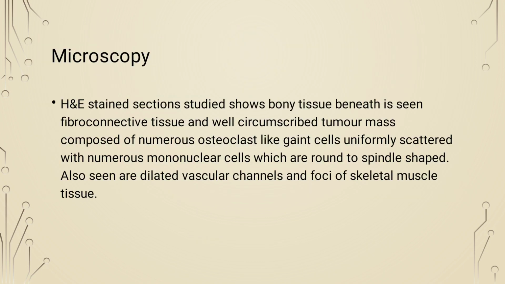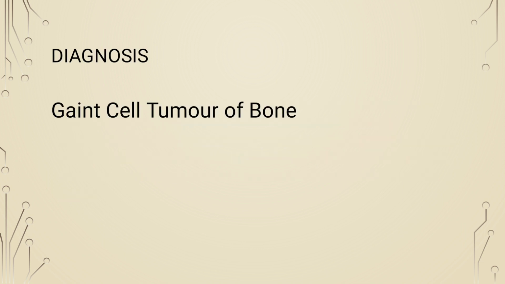So overall, the H&E stained sections of the tumor showed bony tissue beneath which fibroconnective tissue and a well circumscribed tumor mass composed of numerous osteoclast like giant cells uniformly scattered with numerous mononuclear cells which were round to spindle shaped were seen. Also seen were dilated vascular channels and foci of skeletal muscle tissue. So, based on these findings, the diagnosis was given as giant cell tumor of bone.